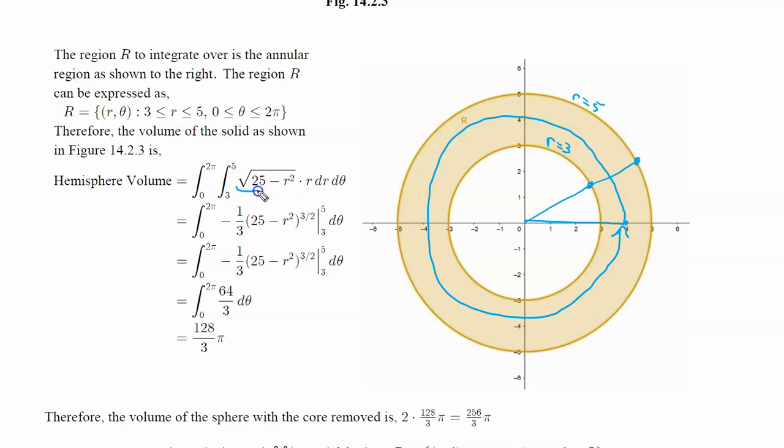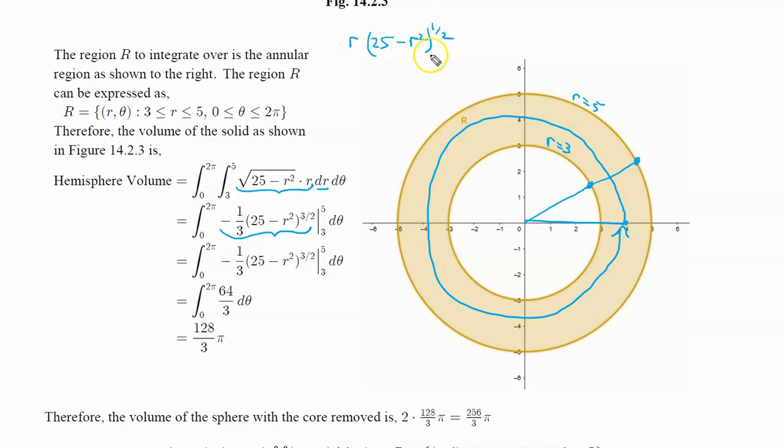So now, integrating this with respect to r, the antiderivative of r times the square root of 25 minus r squared is just a simple integration by substitution. You can easily do this in your head. You notice that r times 25 minus r squared to the 1/2 power.